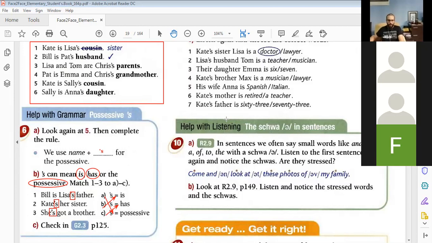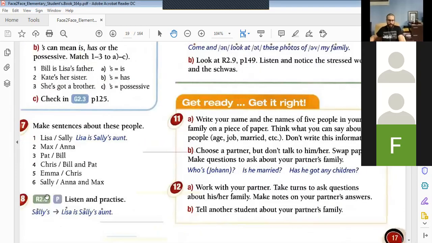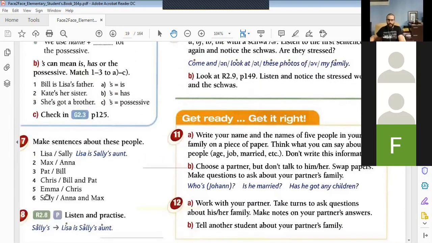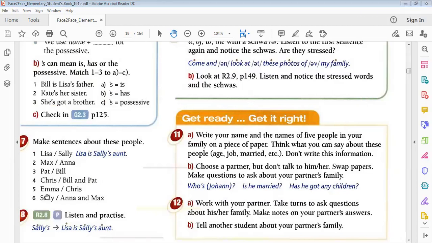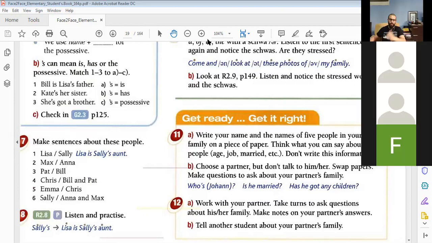Okay, so now I think we have some exercises. Let me take you to the exercises. All right, so here number seven. We want to make sentences about these people, okay? So we have Lisa and we have Sally. And of course, all of them are in the family tree. So the relationship between Lisa and Sally. So Lisa is Sally's aunt, right?